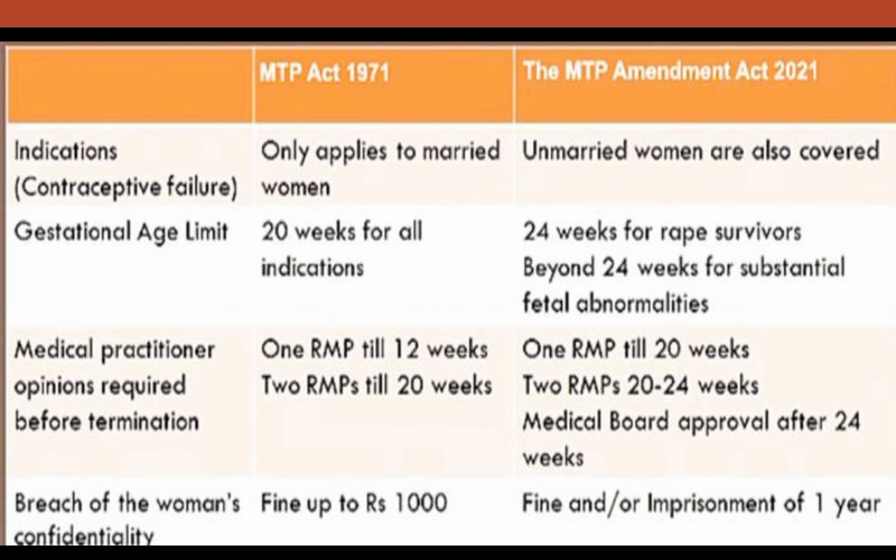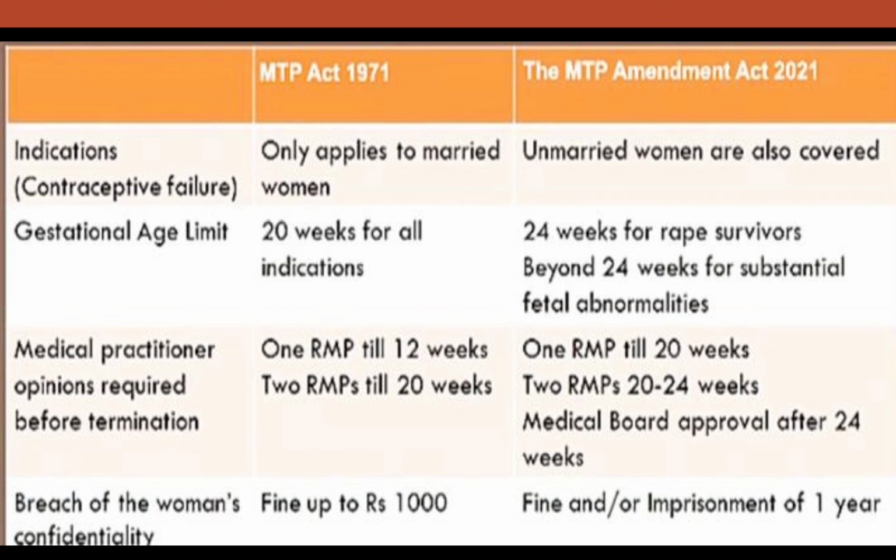Firstly, the 1971 Act applied only to married women, whereas changes were made in 2021 where unmarried women were also covered. Now gestational age, as I told you earlier, the 1971 Act covers 20 weeks for all indications. So beyond 20 weeks, one couldn't go according to the 1971 Act, but now according to the 2021 Act, 24 weeks for rape survivors, and beyond 24 weeks for substantial fetal abnormalities, provided the medical board has approved it.